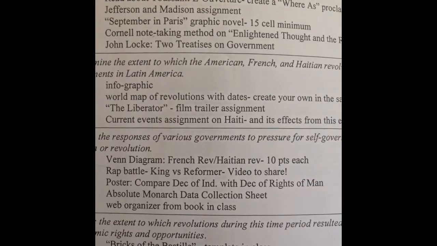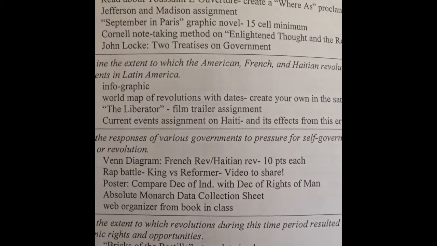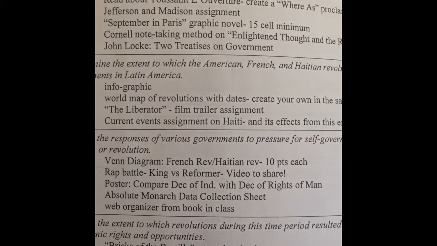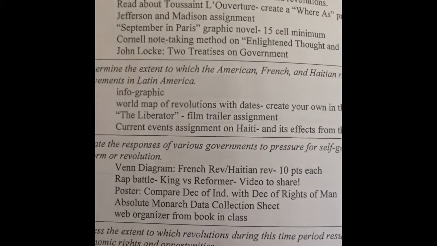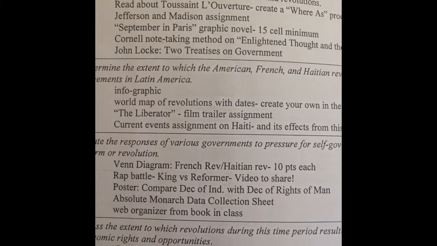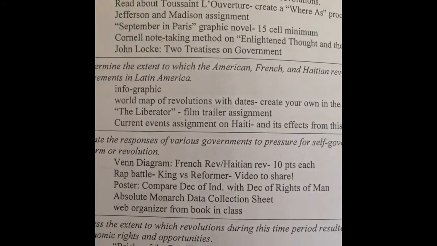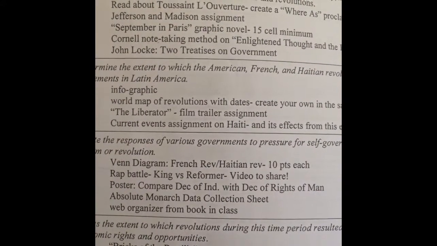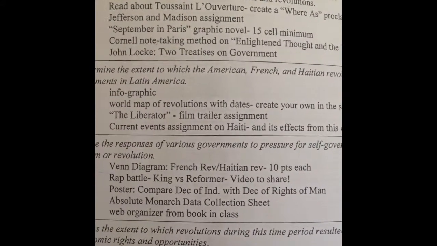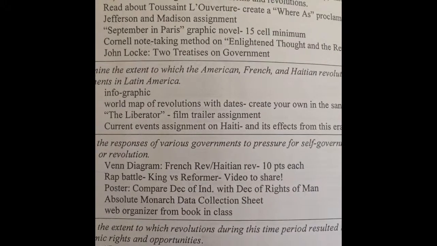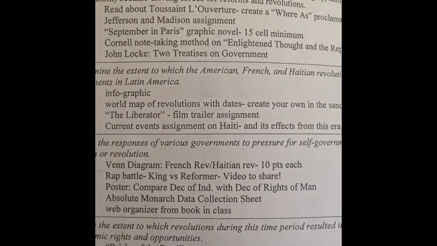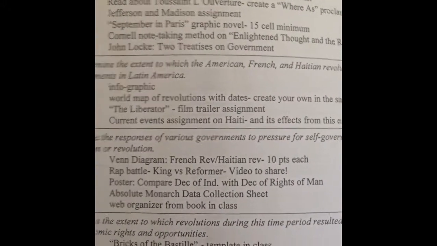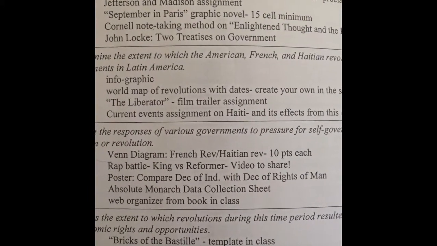Next, a poster comparing the Declaration of Independence with the Declaration of the Rights of Man. That was the French document. They're extremely similar, but there's still some points that were different. You want to make it more than just a Venn diagram, but when I say poster, you can do this digitally. You can do this on a regular sheet of paper. It does not have to be a big, large sheet of paper.